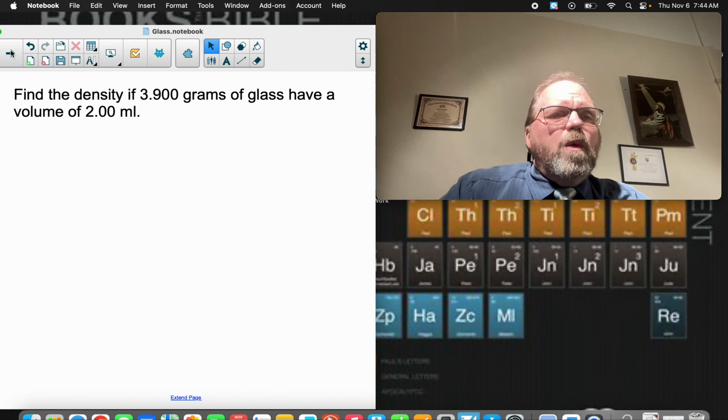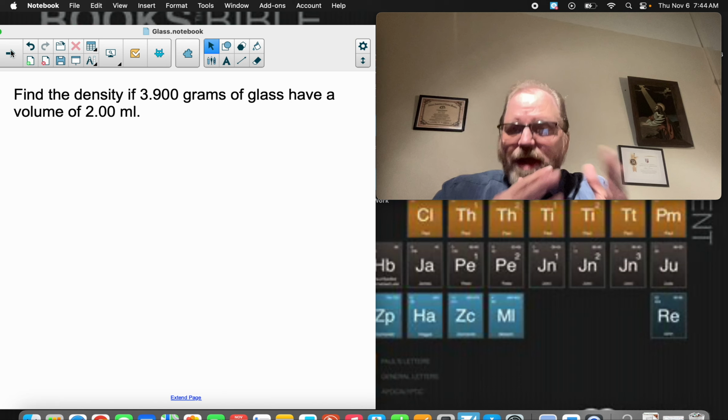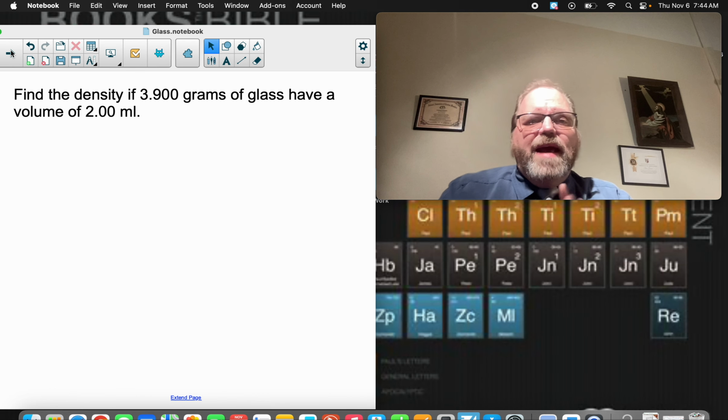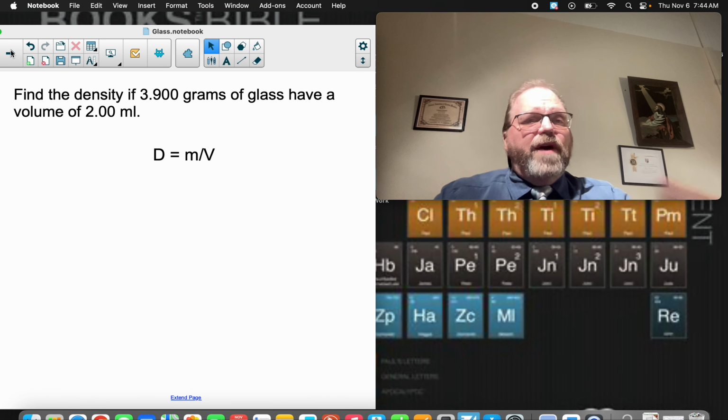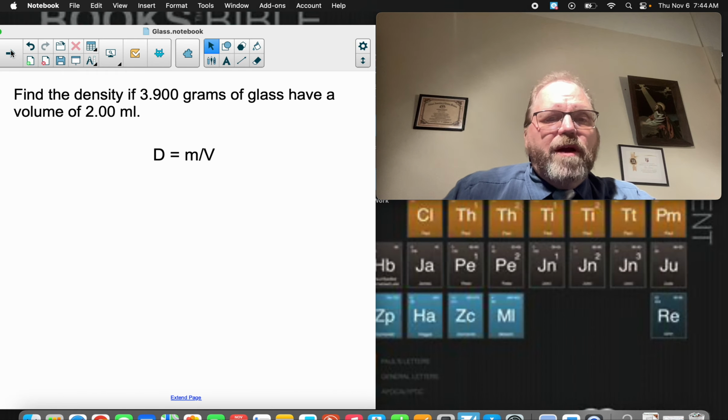All right, so what we're going to do here is take a problem. Find the density if 3.900 grams of glass has a volume of 2.00 milliliters. So we find the mass, we find the volume. We're going to take our equation, D equals M over V, and plug our values in.